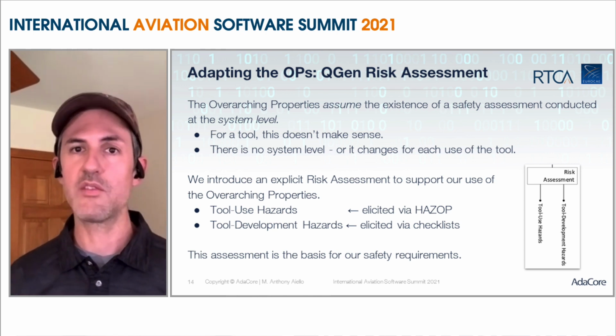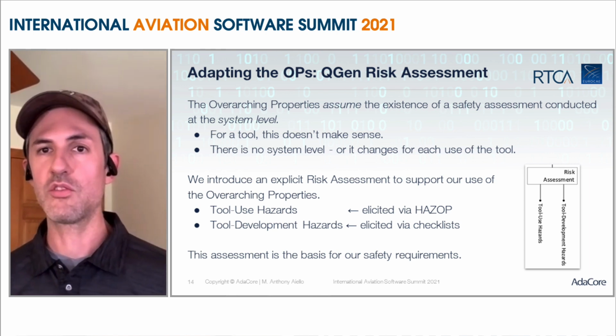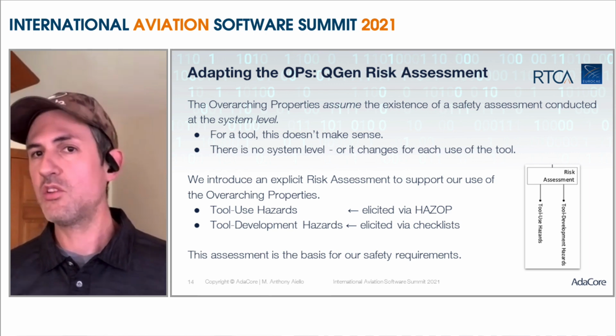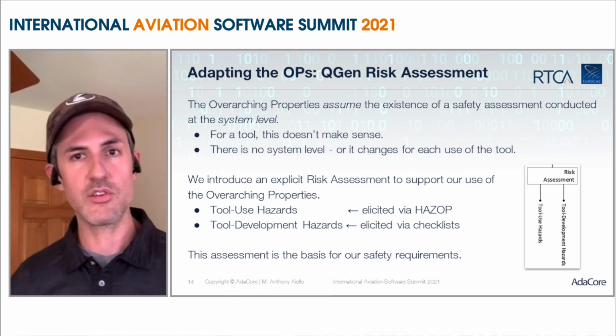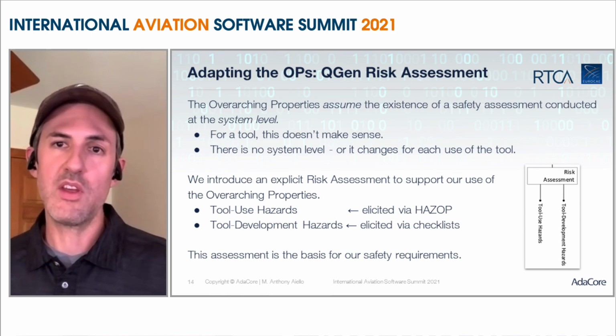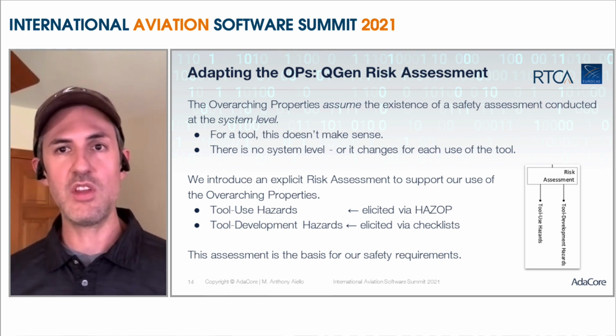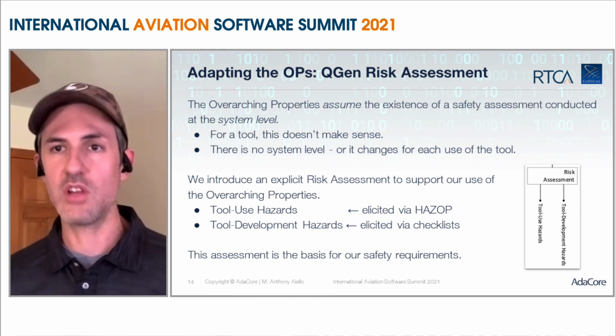The second category of hazards are tool development hazards. These can be seen as potential defeaters for the correctness of QGen, and they ask if there's specific ways in which we've implemented QGen that themselves might lead to additional hazards.